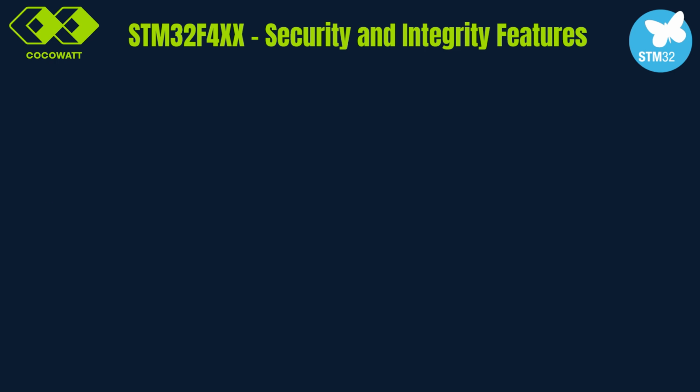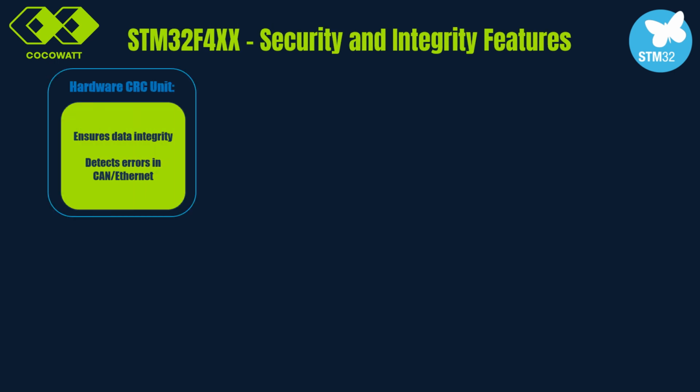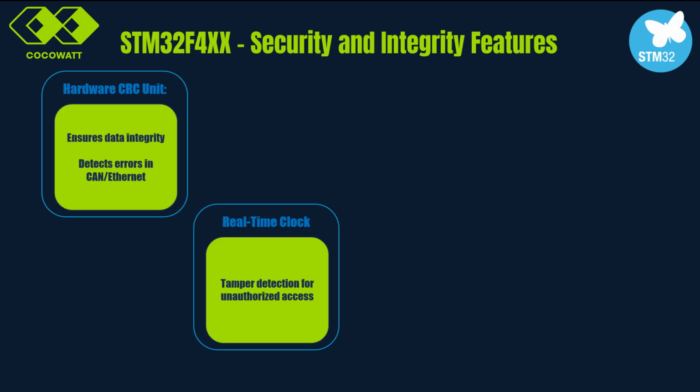This STM32 includes a hardware-based CRC, cyclic redundancy check, unit. This unit ensures data integrity by detecting errors in communication protocols like CAN or Ethernet. This STM32 features a real-time clock with tamper detection. This allows the system to detect and respond to unauthorized access attempts.